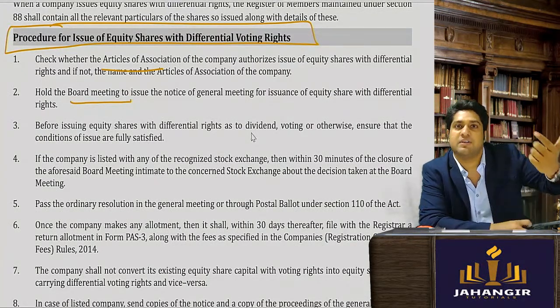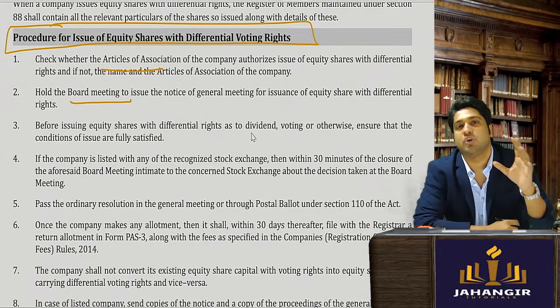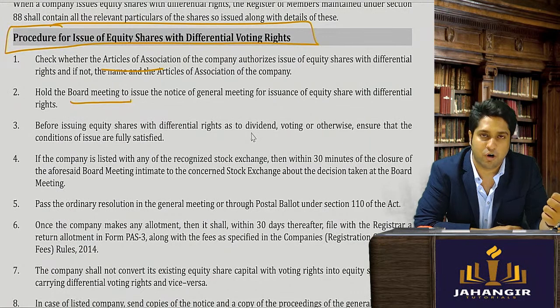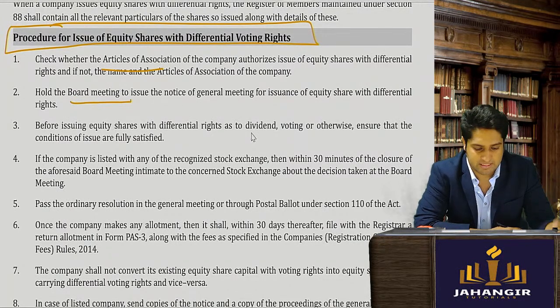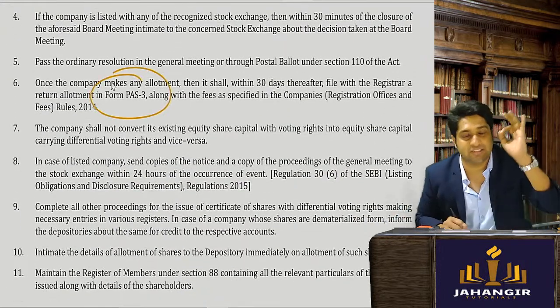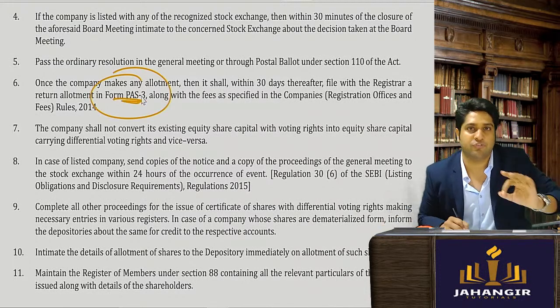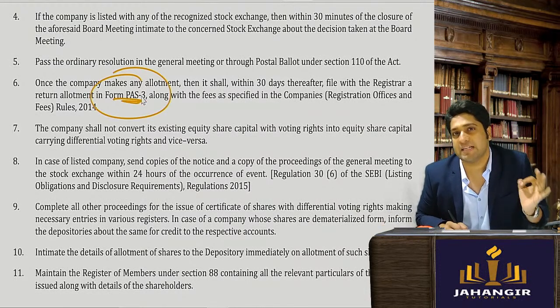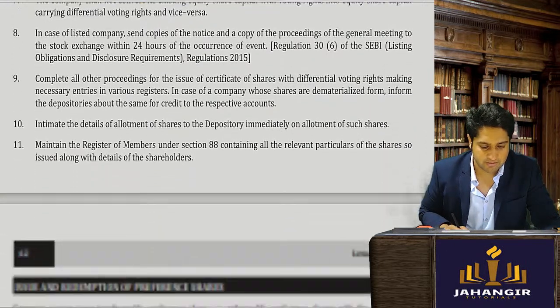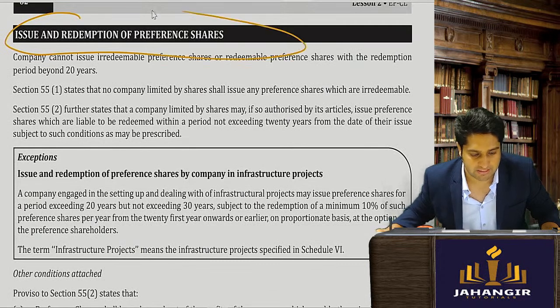Now remember what is given in section 43. You will mention that it should not have defaulted. You will mention that the article should mention 74% and all those details will be there. And I told you in this chapter, whenever any form you have to do, any kind of issue is there, PAS 3 has to be filed. Clear till here?